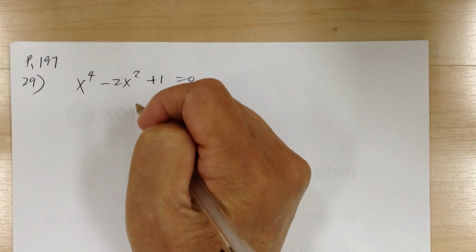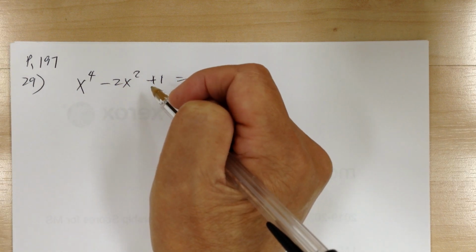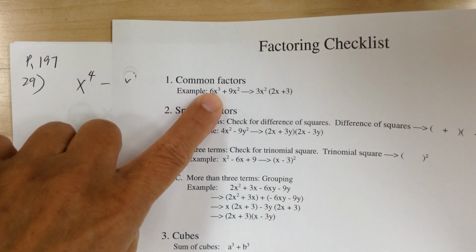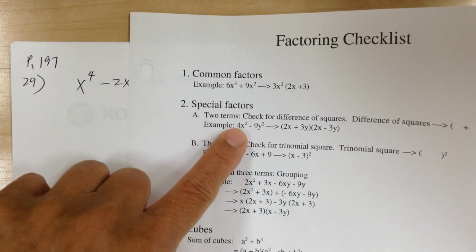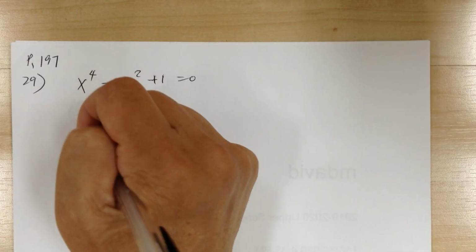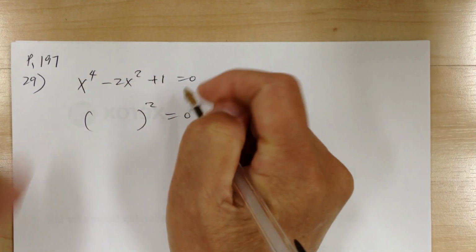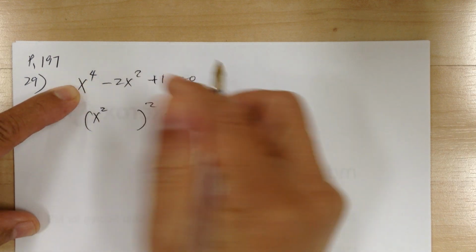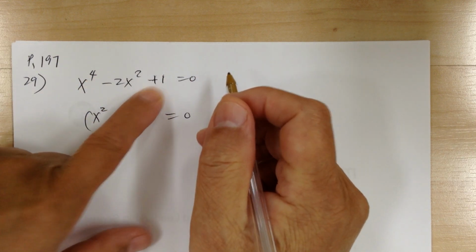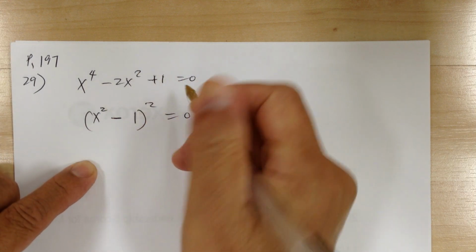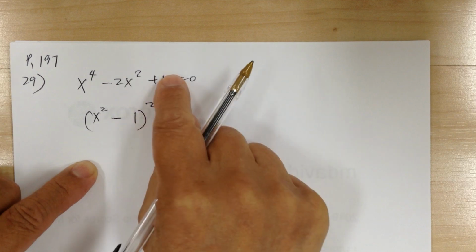So this one, again, if you go through the checklist: Step 1, common factor, cannot. Step 2, special factor. With 3 terms you have to check for a perfect square. To get the perfect square, you need x squared, right? x squared gives you x to the 4. And to get 1, you have to have 1. And to match the middle, you have to have a minus, because minus 1 squared gives you that, or plus.